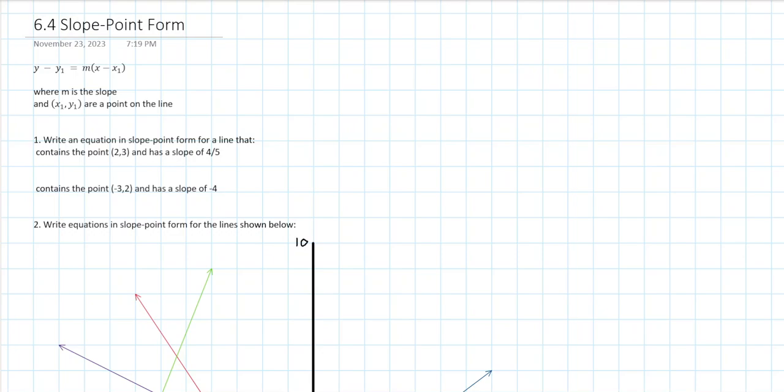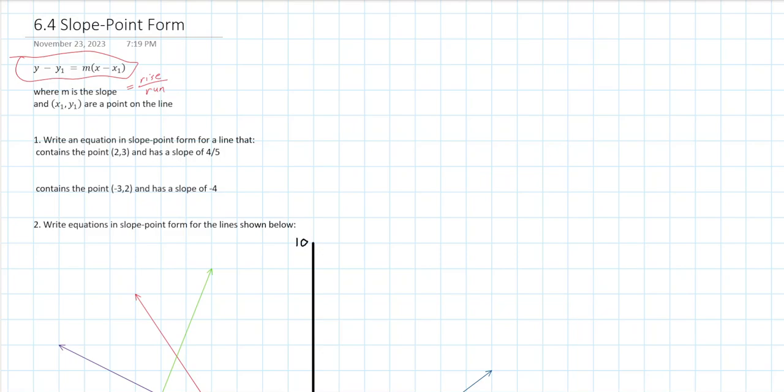So slope point form is very similar to slope intercept form, except that instead of using the intercept to find it, we are using a random point to find it. So here it is, slope point form: y minus y1 equals m, where m is the slope, just like before. That's rise over run. And then bracket x minus x1. x1 and y1 are a point on the line.